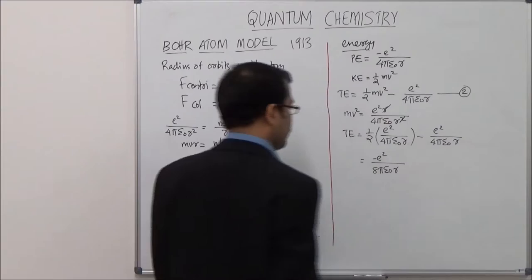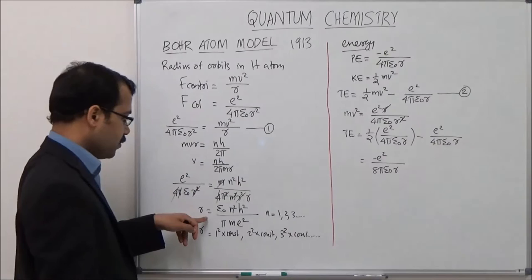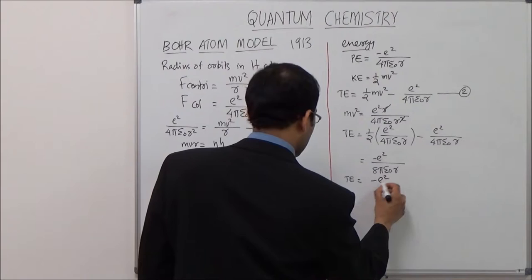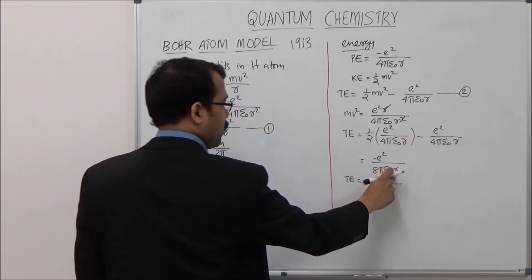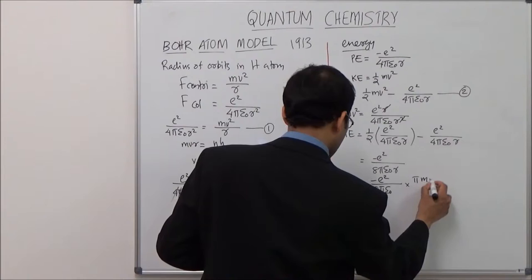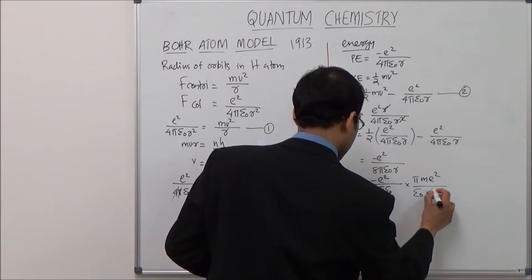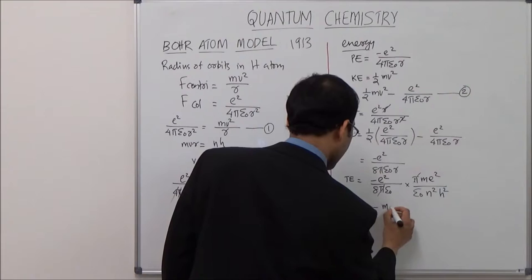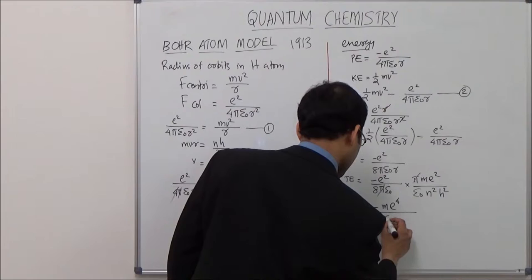Now we can substitute the value of r. r is equal to epsilon 0 n square h square divided by pi mv square. So total energy is equal to minus e square divided by 8 pi epsilon 0 times 1 by r. 1 by r is equal to pi mv square divided by epsilon 0 n square h square. Pi cancels. So total energy is equal to minus m e raised to 4 divided by 8 epsilon 0 square n square h square.